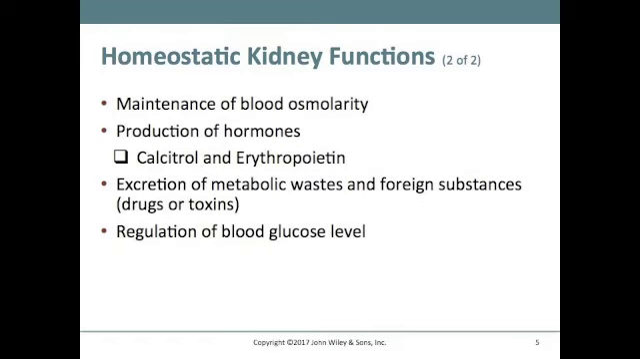Kidneys are also involved in the production of hormones. The kidneys produce 2 hormones. That's calcitriol, the active form of vitamin D, which helps regulate calcium homeostasis, and you can refer back to chapter 18 for that. And they also produce erythropoietin, which stimulates the production of red blood cells.